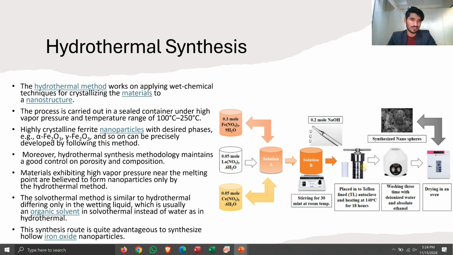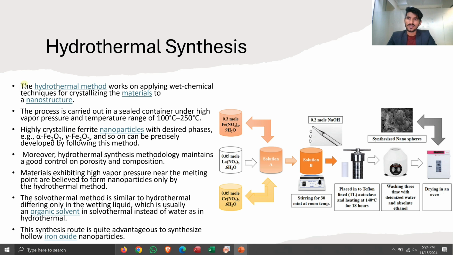After placing the autoclave in an oven at 140°C for 18 hours, you take the autoclave out and transfer the material into Falcon tubes, which you place in the centrifuge machine. Wash it 3 times with DI water and 3 times with absolute ethanol, and then finally dry it in an oven. After that, if you want, you can perform calcination of your products, and then finally characterize your sample using SEM or other methods. So this was just an example for lanthanum cerium ferrite.